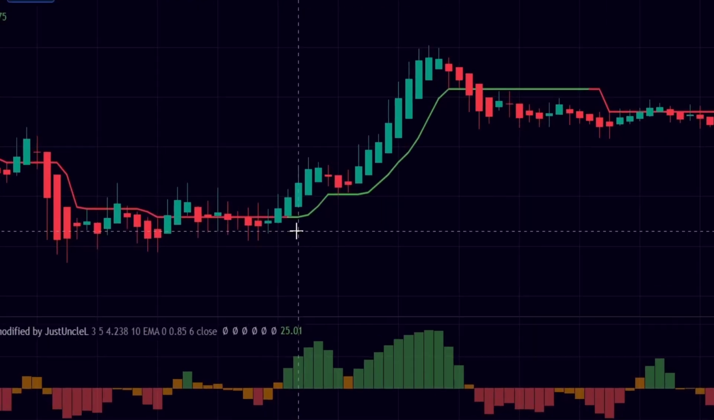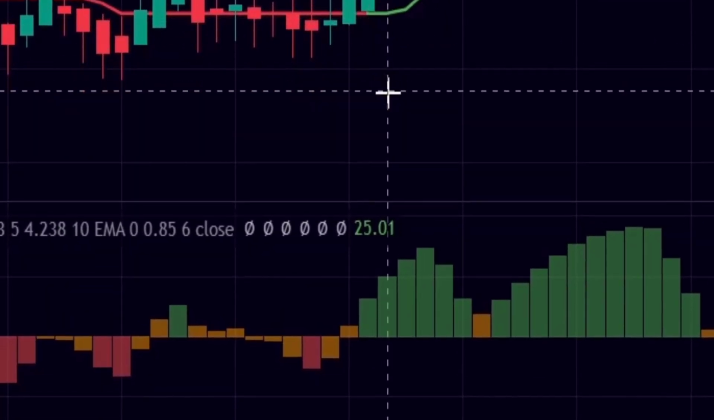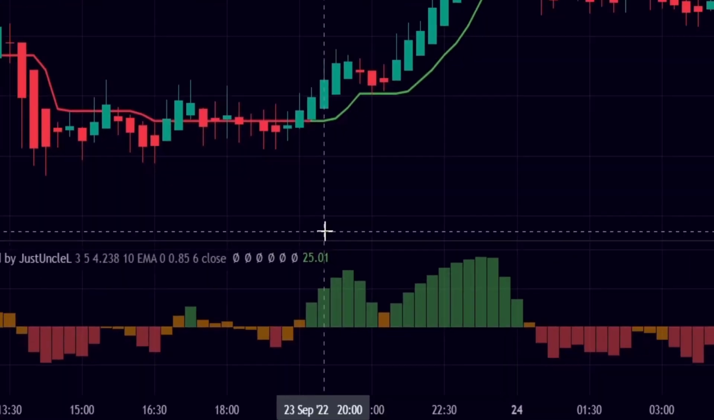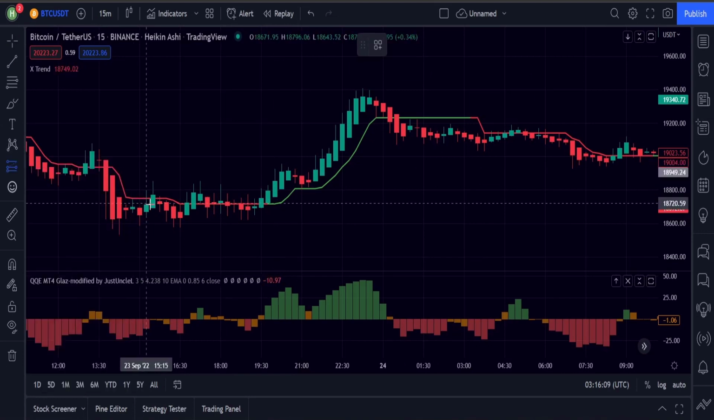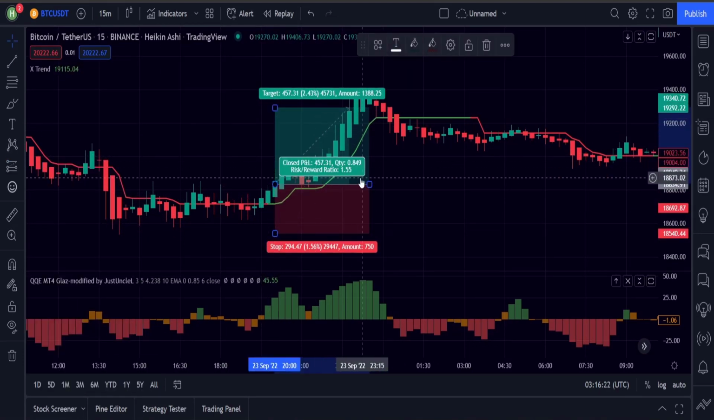Here also you can see the Xtreme Trend indicator line changes from red to green, the candle is green, and the histogram below is also green. So we'll get in this trade as all the rules are confirmed. Our stop loss will be at the recent lowest point, and again, our trade has ended in a profit.